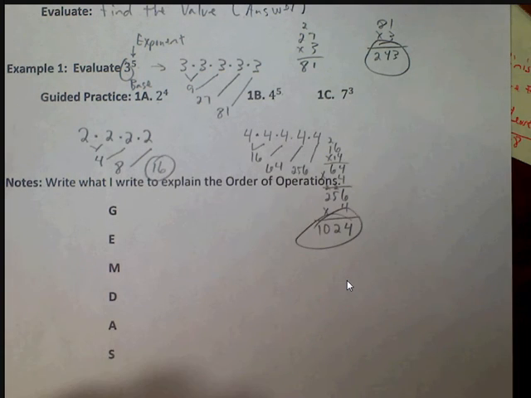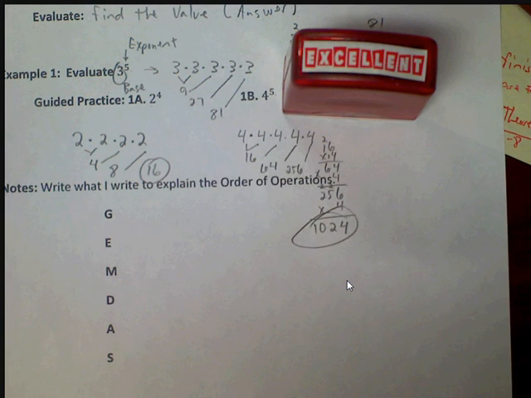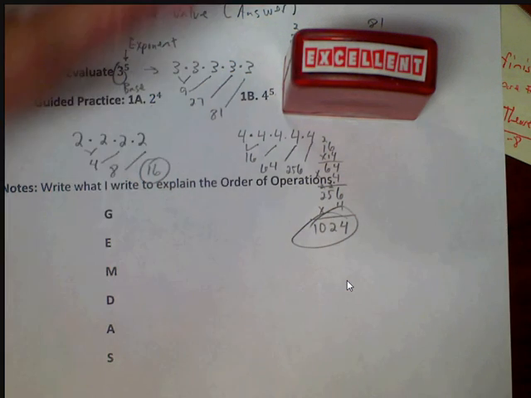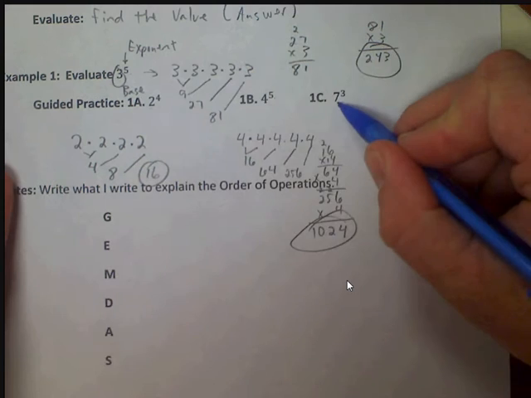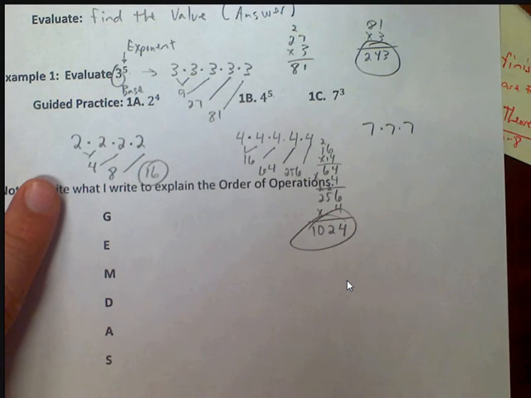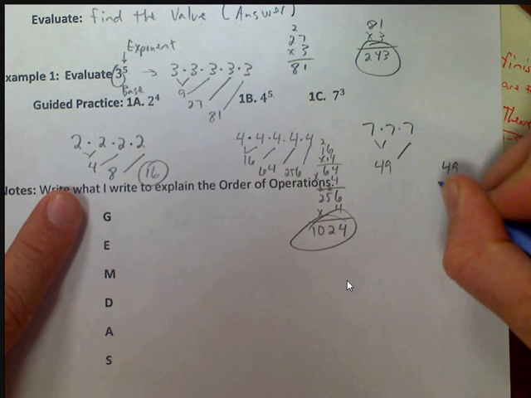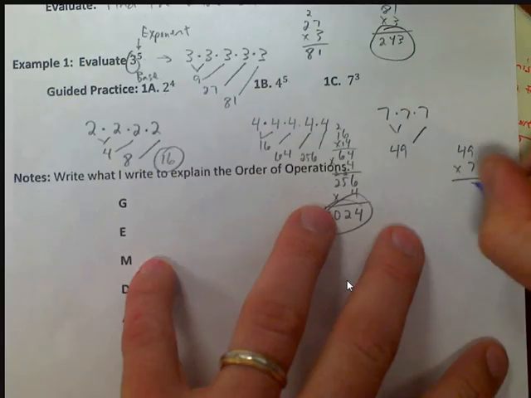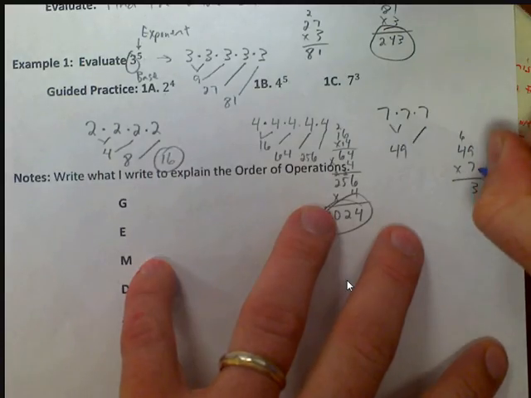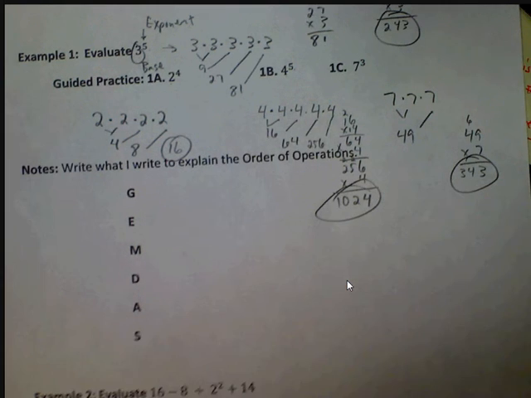One last one, 1C. Go ahead and pause and try for yourself. 7 is my base. I'm going to write it 3 times. 7 times 7 is 49. 49 times 7 is 343.